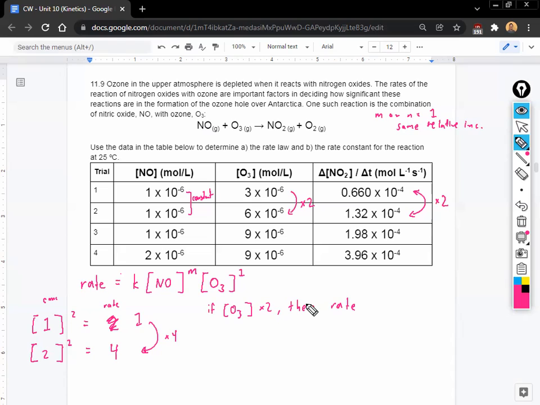This is why I'm saying the algebra really starts kicking up a notch with these latter units. It starts getting a bit trickier. Now we want to find the relationship for NO. So we're going to hold O3 constant. If we look at trials 3 and 4, O3 is constant, right? So how does the concentration of NO change? Yeah, it doubles. So if the concentration of NO doubles, what happens to the rate? Yeah, it's also going to double. So the exponent is going to be 1.